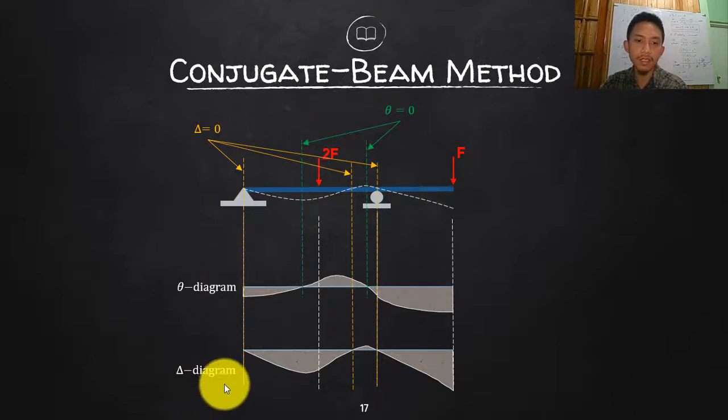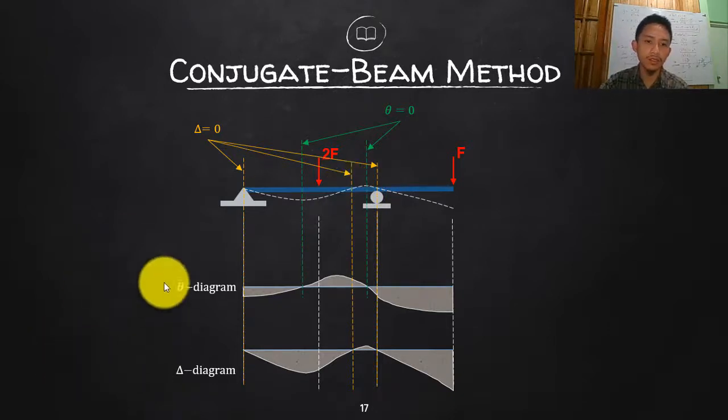Okay, if you now look at the theta diagram, or delta diagram I mean, what are the 0 points here? That is where the support is, isn't it? There will be no deflection because that is supported. But there is one more point on the beam wherein there is no deflection from the original position, and that is this point. So that is the good thing about drawing the theta diagram or V diagram, or the delta diagram or M diagram of your conjugate beam.